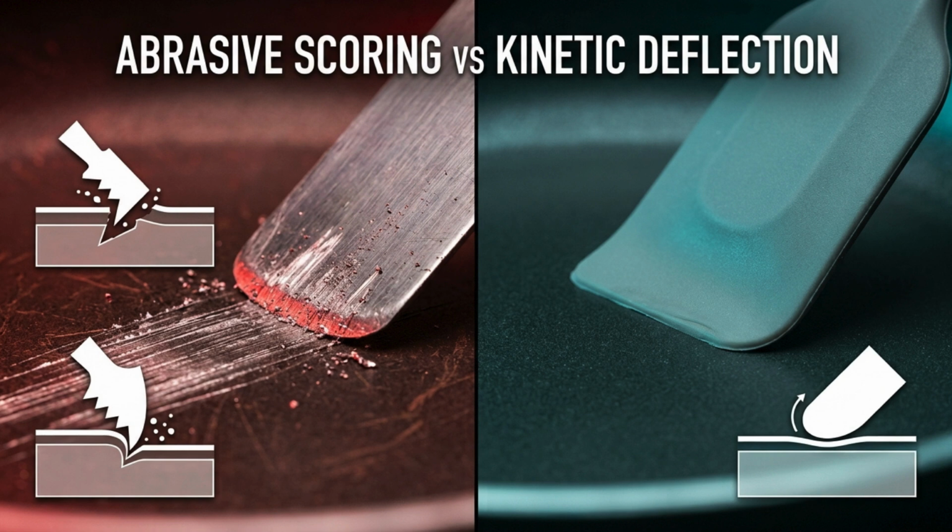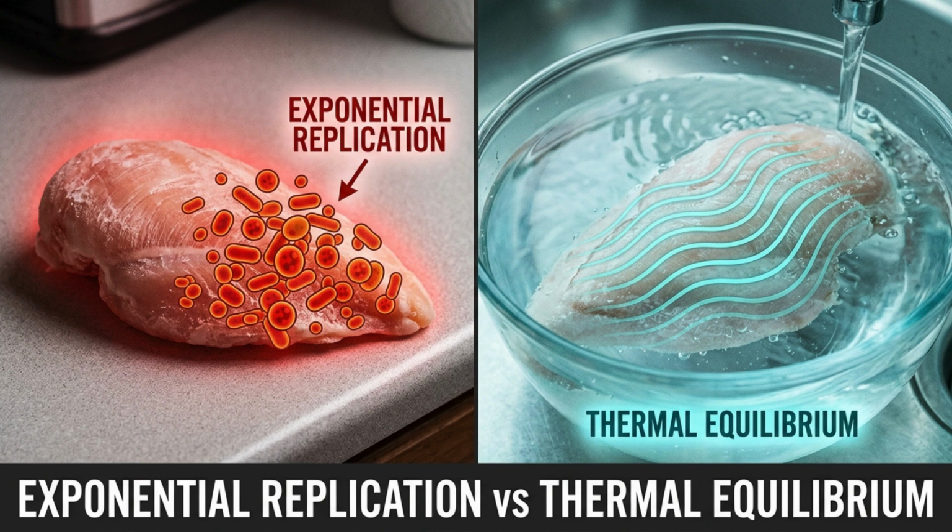Polymer scoring, kinetic abrasive destruction. Using metal spatulas on Teflon physically gouges the synthetic polyfluoropolymer coating. These microscopic lacerations destroy the hydrophobic barrier and expose the chemical layer to high heat degradation. You must use silicone to mathematically deflect kinetic impact.